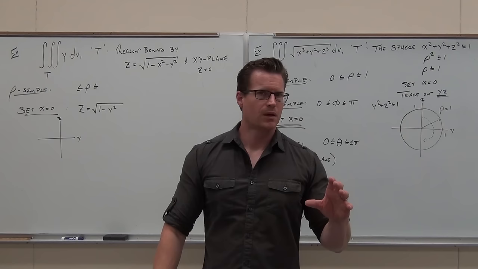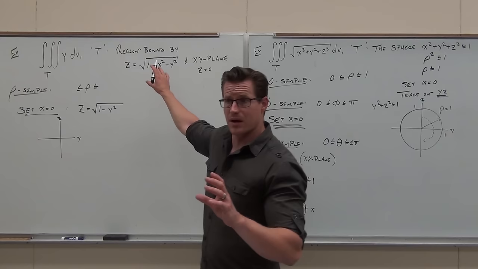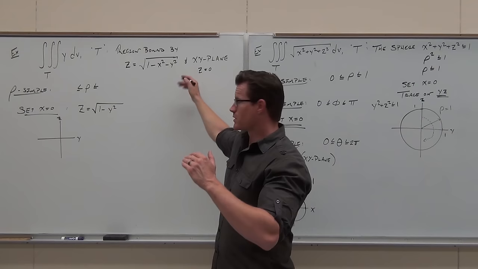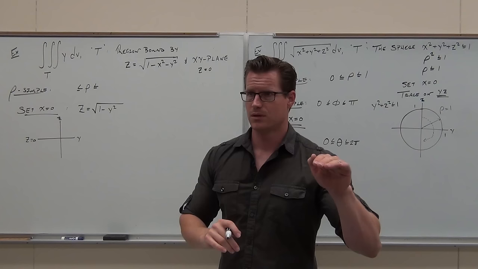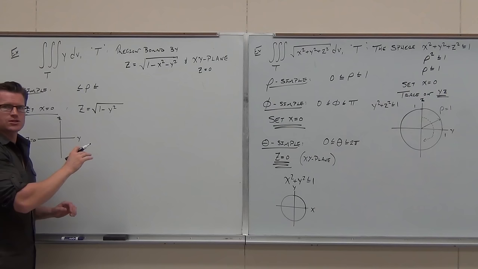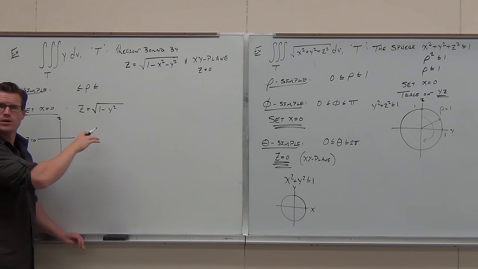So for instance, when I say bounded by the xy plane, when I say z equals 0, that is this right now. Z equals 0 gives us that line. Does that make sense to you? And then you go, okay, well, let's graph the other one. Can you graph this on here? Could you guys graph that on there? Do you know what it looks like?